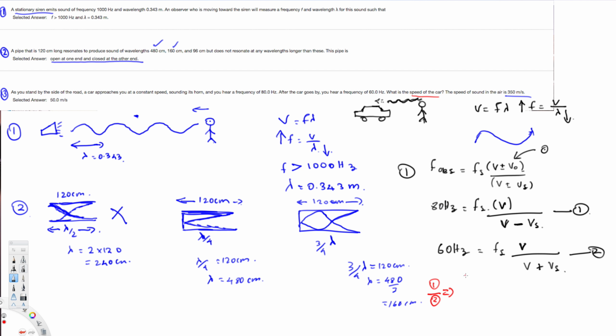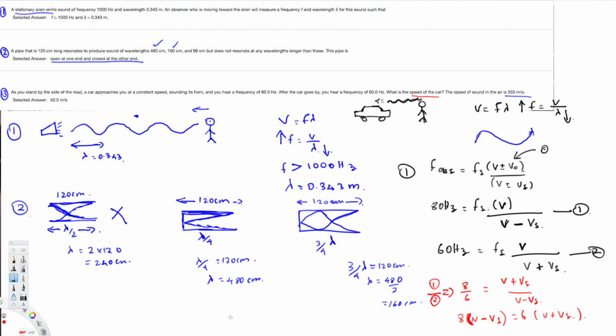So this is going to be 80 divided by 60. We can say 8 over 6, the 0s cancel. On the other side, Fs cancels, and V also cancels, because the speed of sound in the air doesn't change. Since I'm dividing by the second, which is at the bottom, it flips around and goes to the top: (V plus Vs) over (V minus Vs). Then, cross multiplying, we have 8 times (V minus Vs) and 6 times (V plus Vs).